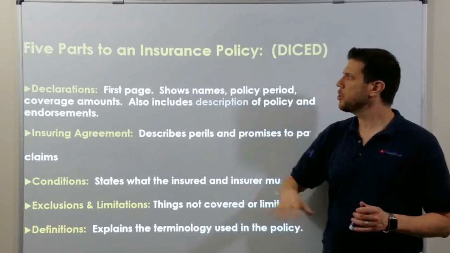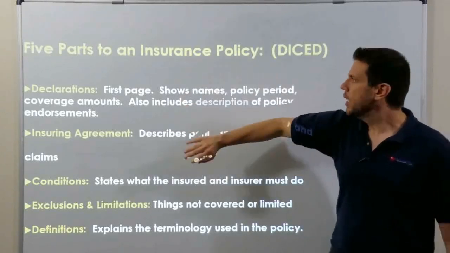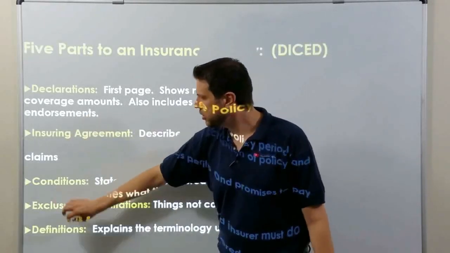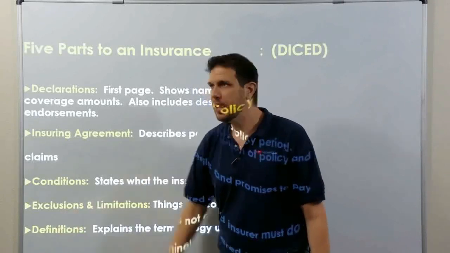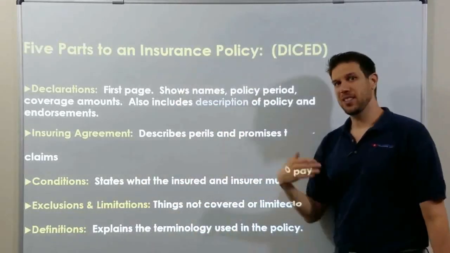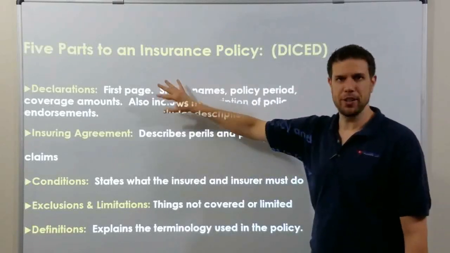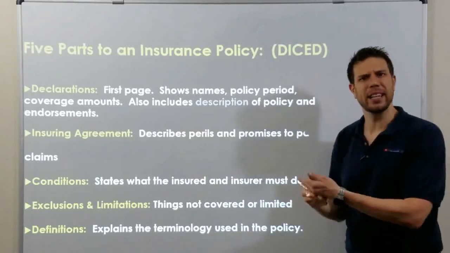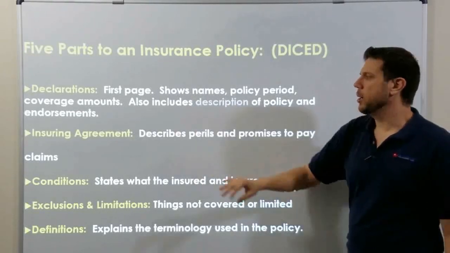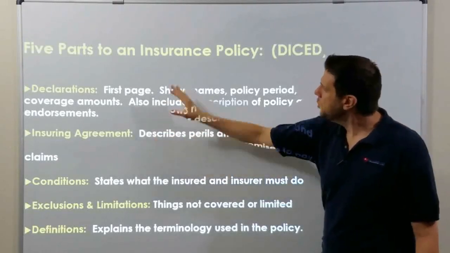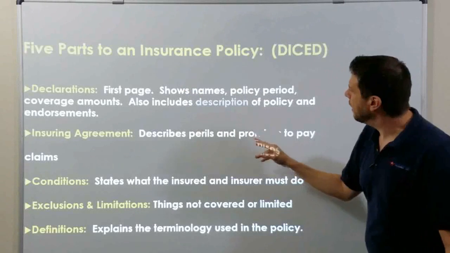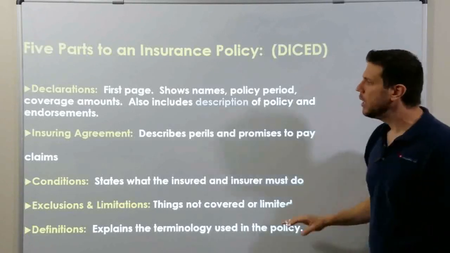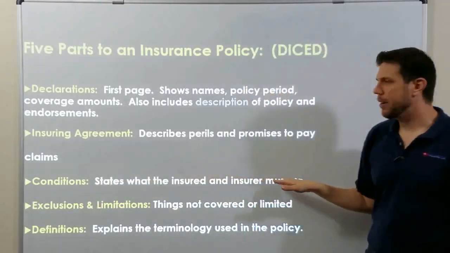There are 5 parts to an insurance policy: the declarations page, the insuring agreement, conditions, exclusions, and definitions. The declarations page, also known as the dec page, is the first page of an insurance policy. It's kind of like a summary of what you're covering and insuring. The insuring agreement describes what you're insured against, and if that occurs, the insurance company promises to pay claims. Conditions will be your duties after a loss.